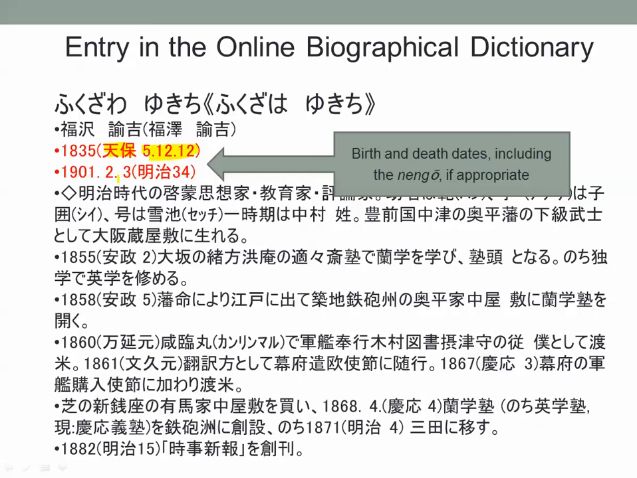And then it tells us that he died in 1901, and it also gives us here the Nengo, which was Meiji 34. Just a quick note about that birth date. So it's Tempo 5. The year 1835 was Tempo 5. And that date is actually the lunar date. It's the 12th day of the 12th month, which is obviously not the same as the solar date. Of course, you could convert that using Nengo Calc. Turns out that it's January 10th, 1835.